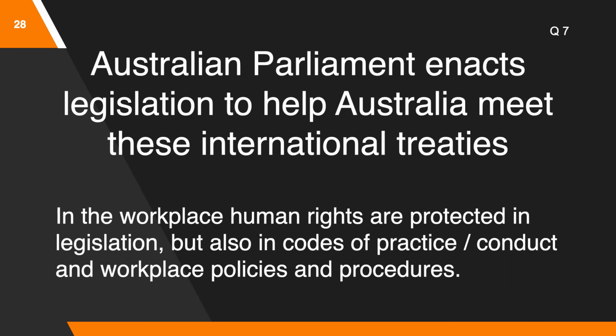The Australian government enacts legislation to help Australia meet those international treaties. In the workplace, human rights are protected by legislation, but also in things like codes of practice or codes of conduct and workplace policies and procedures. So that should help you with question 7.